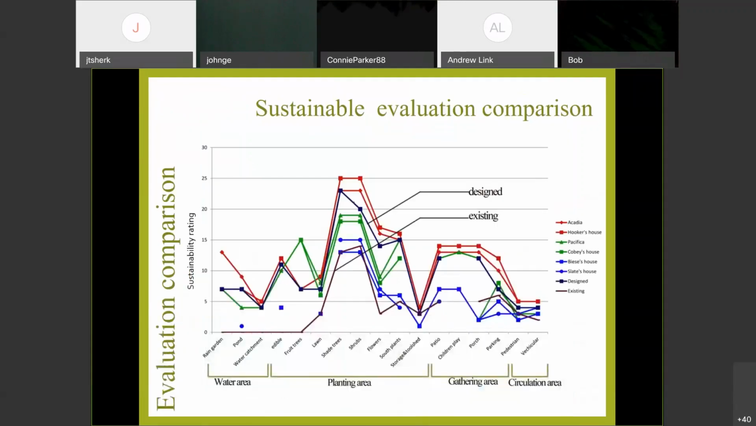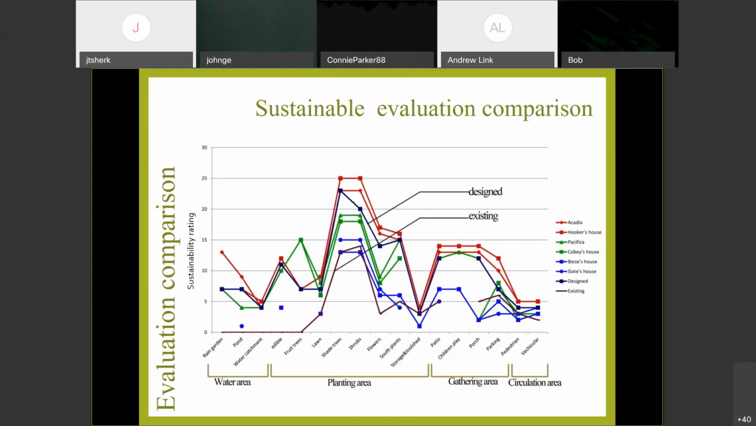Then she compared it to all the evaluations of the different landscapes that she evaluated. So you're just getting a little tiny picture of her research. And you can see the ones in red were the most sustainable sites that we looked at. And then the medium sustainability are in the green in the middle. And then the conventional residences that had really no real attention at all to sustainability are in blue.